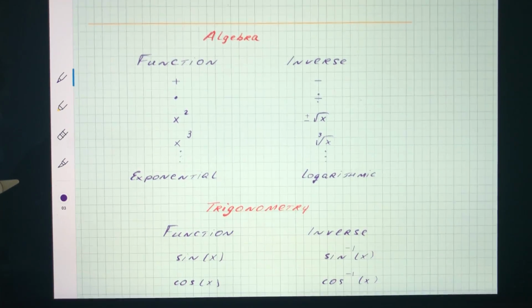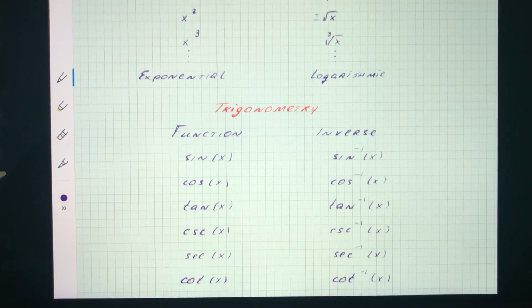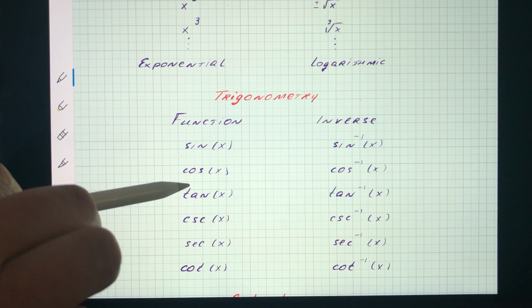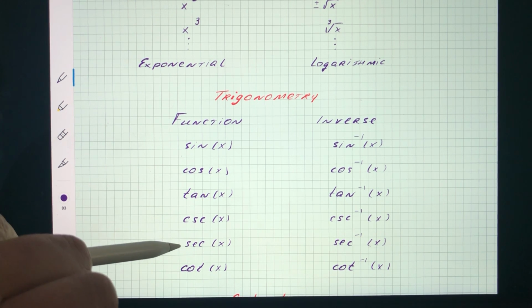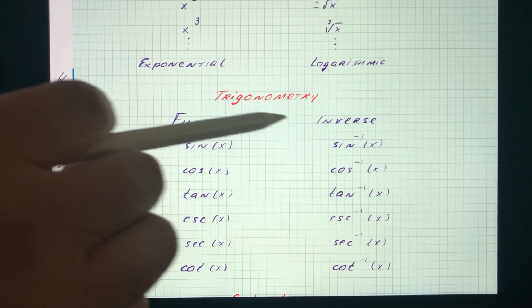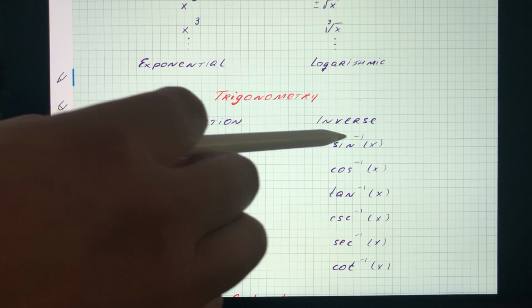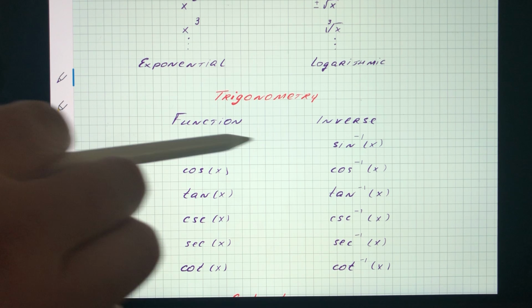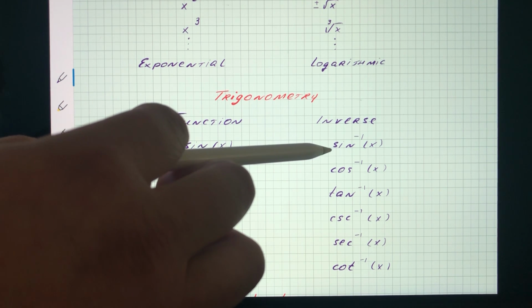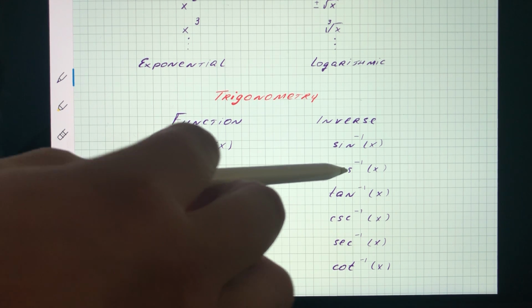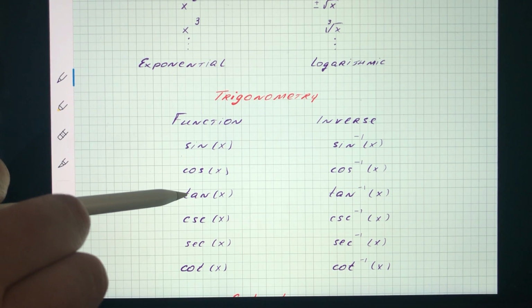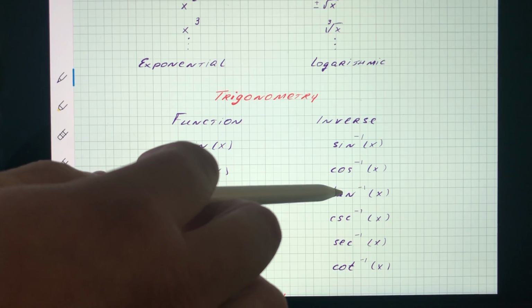When we get to trigonometry, we see 6 trigonometric functions. Here they are: sine, cosine, tangent, cosecant, secant, cotangent. Each one of them comes with its own inverse, which is abbreviated with the power -1. So the sine is undone with sine inverse of x. The cosine is undone with cosine inverse of x, and so on. Each one of these functions is being undone by its inverse.